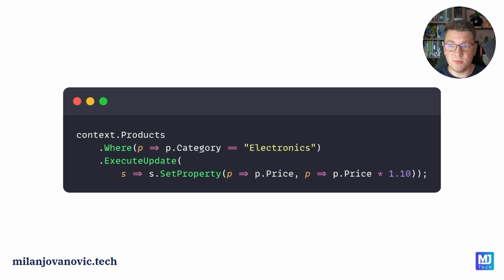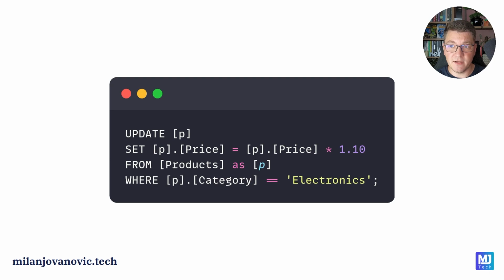If we take a look at the previous query, which was executing the ExecuteUpdate method, this is the SQL that would be generated. Here is the SQL that EF Core is going to generate when sending this query to the database. You can see that this is just one update statement setting the price of the product in the products table and also filtering based on the category.